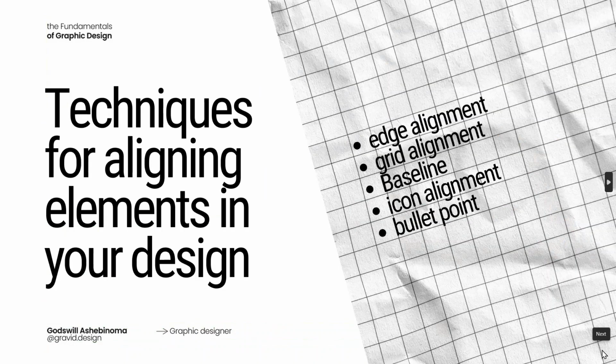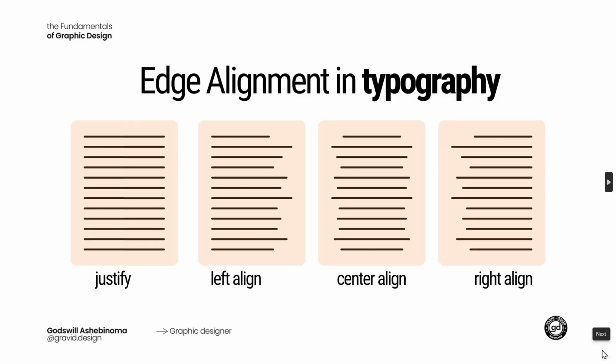Okay, so we have the techniques for aligning elements in your design. Okay, we have the edge alignment, grid alignment, baseline alignment, icon alignment, bullet point alignment. If you're a beginner, please pay attention here, because what you're about to see here is going to be of great value to you. So let's look at the edge alignment. Of course, this is the popular one. You can align things to the left, the center, to the right. You also have justify. Now, this is in typography, whereby you are aligning text. You just flush it to the left or to the right or to the center, or you justify it.